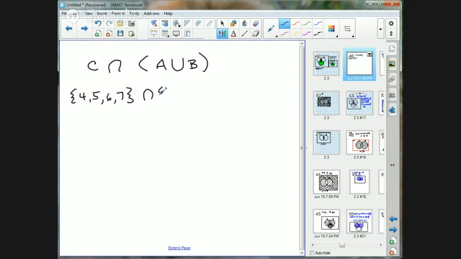Intersected with, and now what's A union B? A. 1, 2, 3. A, yeah, let me see, union. I'm skipping a step again. Yeah, it's 1, 2, 3, 5, 6, and 7. And now what's the intersection? The intersection would be 5, 6, and 7. Yeah, and if you look back, that's the same answer we got. Right.